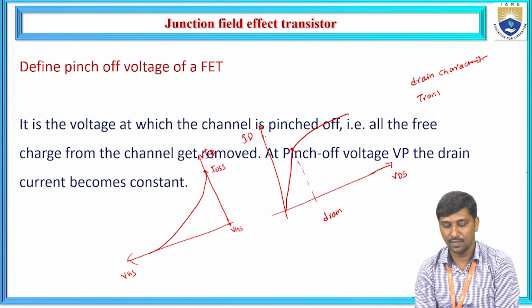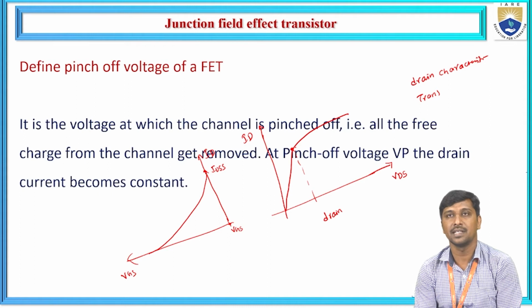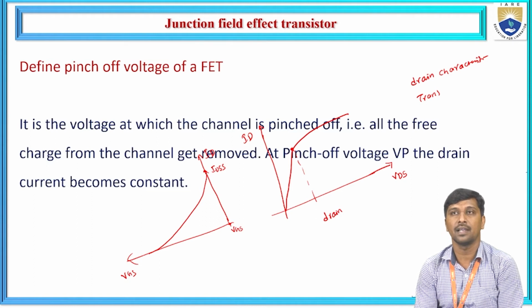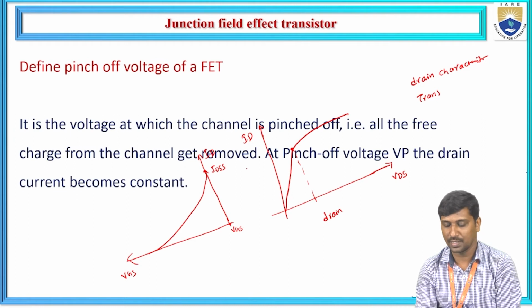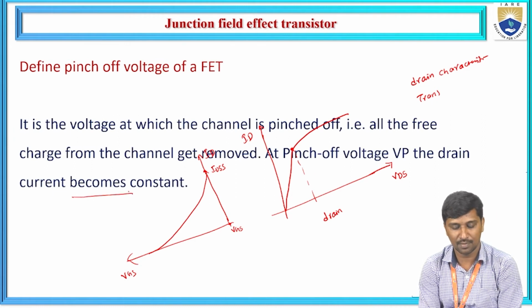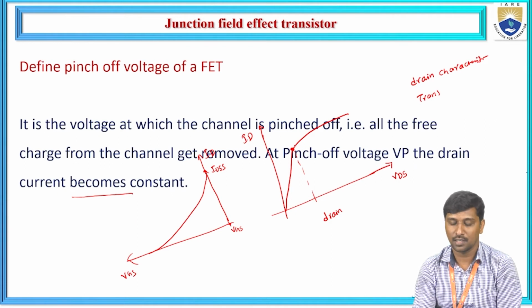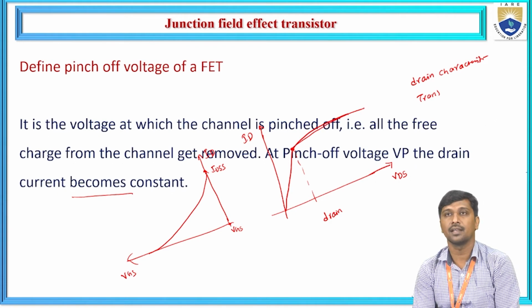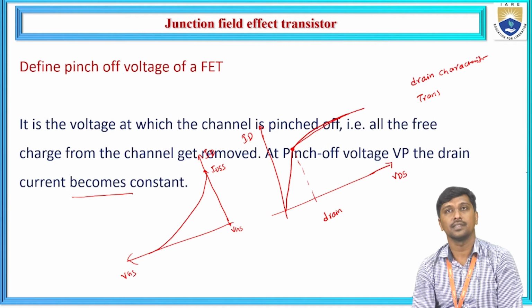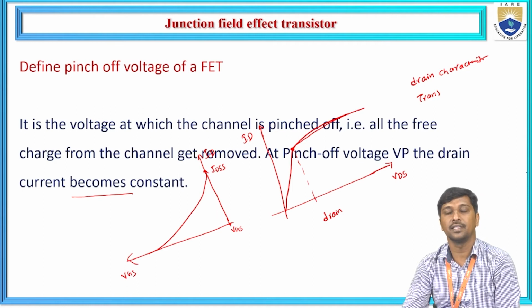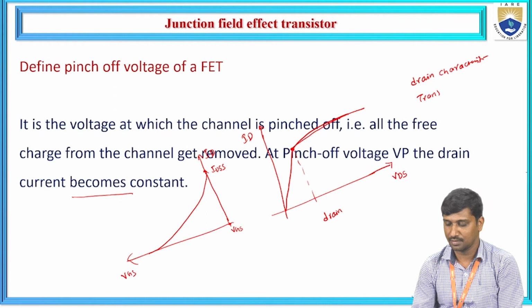It is a voltage at which the channel is pinched off, meaning the channel is completely depleted, and there is no movement of the charge carriers. So it is completely occupied with immobile ions, and hence all the free charge is removed from the channel. At pinch off voltage, the drain current becomes constant. So if you observe the drain characteristic, at this point your drain current becomes constant, and that voltage is called the pinch off voltage of a field effect transistor.